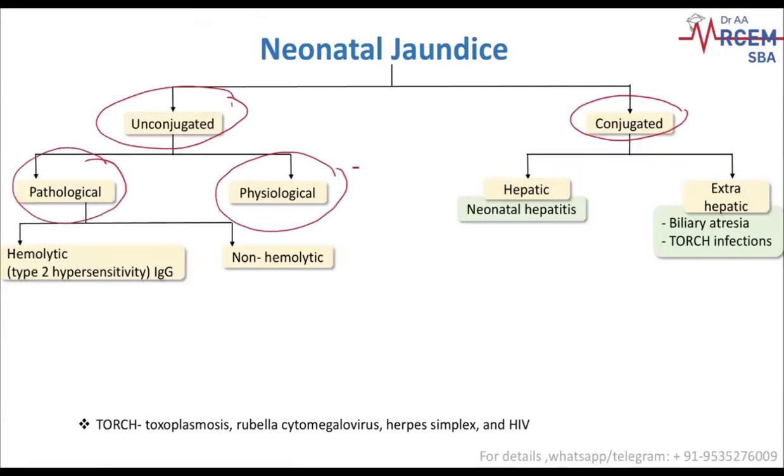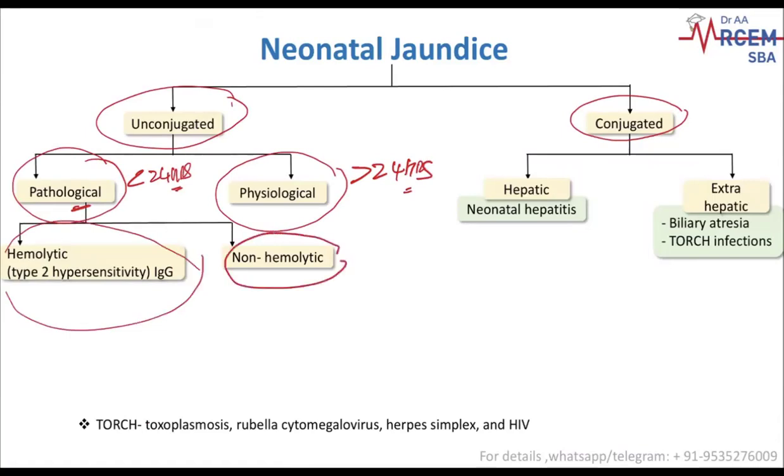Physiological jaundice usually appears after 24 hours of the birth. If it appears within 24 hours of the birth, then you need to consider it to be a pathological jaundice. Most of the time, it is because of a type 2 hypersensitivity reaction and hemolysis that is happening. Sometimes it might be non-hemolytic also. This further evaluation is more for the pediatric.